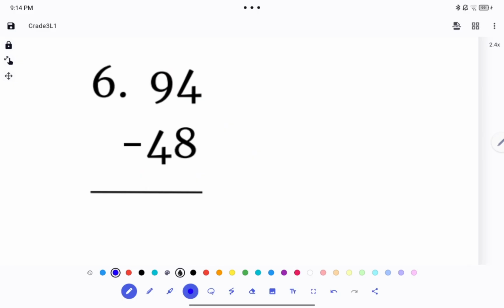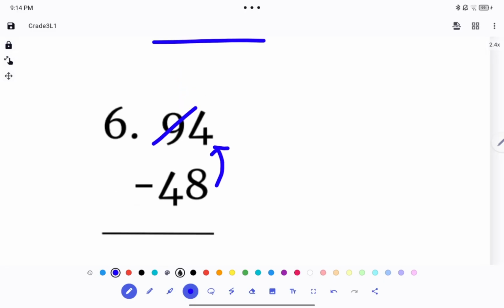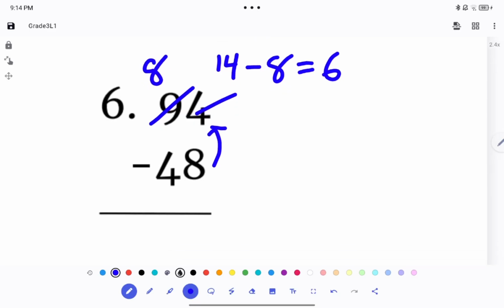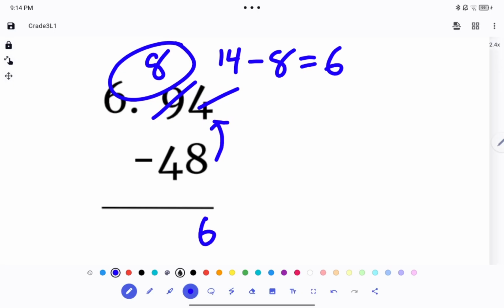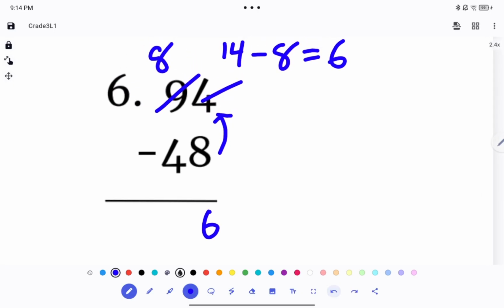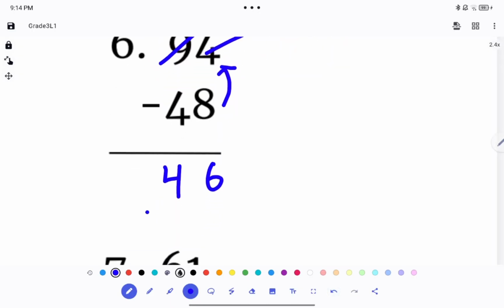94 minus 48. Alright, so 8's too big for 4, so we take out a 10 from the 9 and make it an 8. Add 4 to 10, which makes it 14. 14 minus 8 is equal to 6. So we get 6 in the ones place. Now, using this 8, we take out a 4, making it a 4. 46.